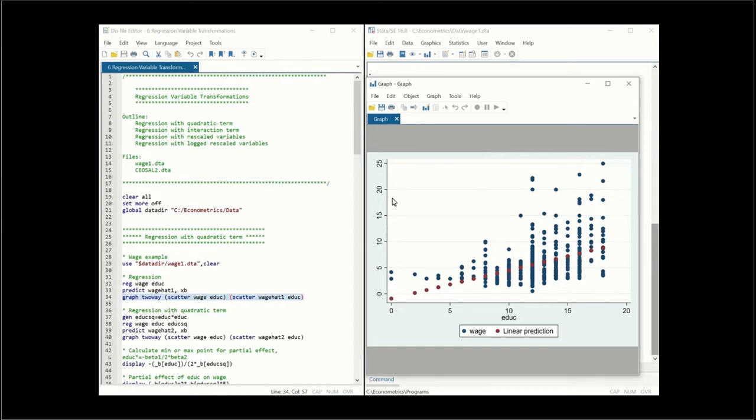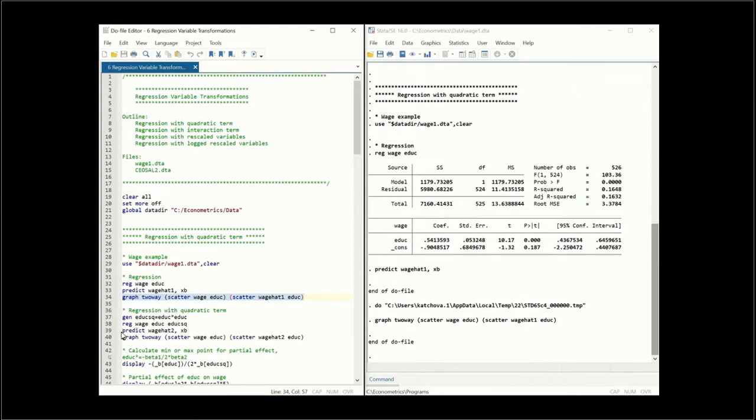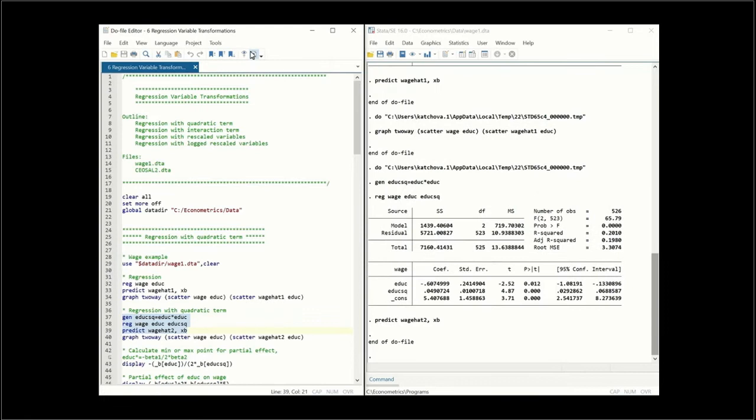Now, is the relationship between education and wage linear or nonlinear? Should we incorporate a quadratic term? So now we can estimate a regression with a quadratic term. First we're generating education squared, which is education times education, and now we can regress wage on education and education squared. And then we can do the new predicted values. Let's go ahead and run this part of the code.